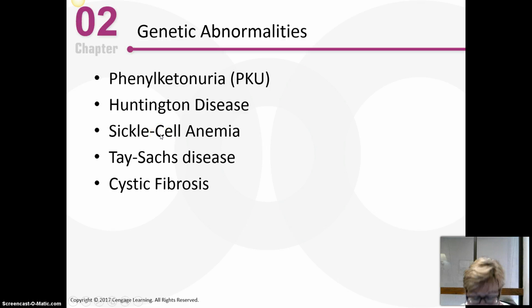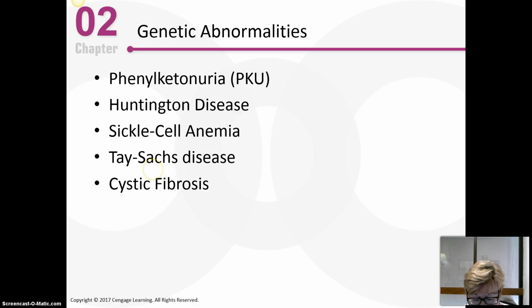That takes us to Huntington's disease. This, unfortunately, is fatal, and it is a dominant trait disease. Sickle cell anemia is a recessive gene, and it impacts many with pain, and it can be potentially fatal.